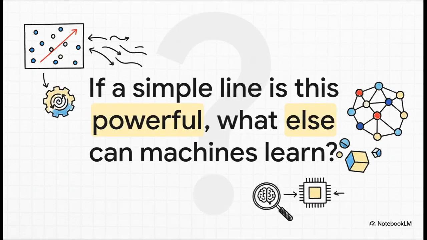And that really leaves us with one final kind of mind-blowing thought. If a machine can learn something this useful just by trying, failing, and getting a little bit better each and every time, well, what else can it learn? Once you really get this one idea, you've opened the door to understanding the entire world of artificial intelligence.